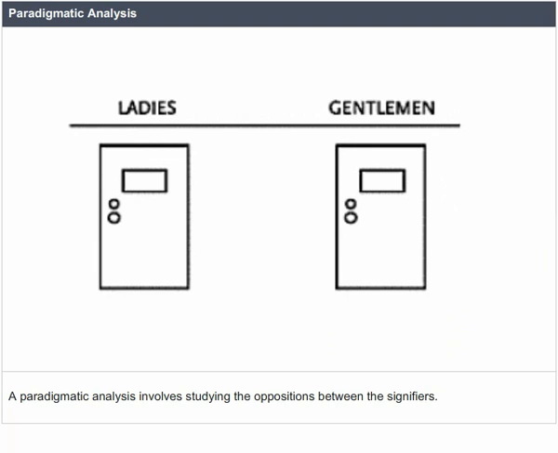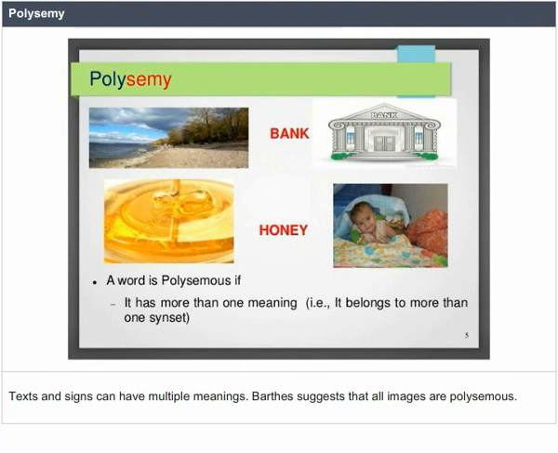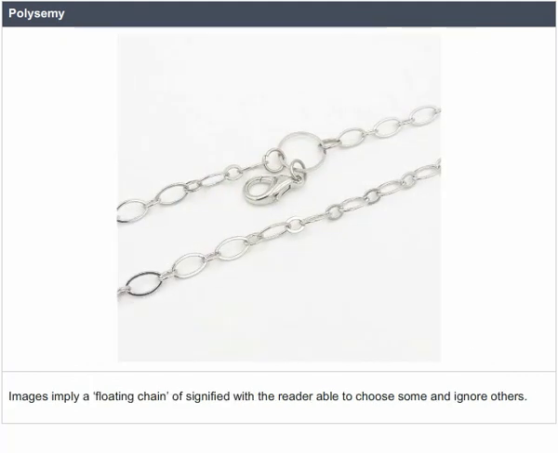Polysemy. Text and signs can have multiple meanings. Barthes suggests that all images are polysemous. Images imply a floating chain of signifieds, with the reader able to choose some and ignore others. Scott says that meaning is not static, and that the meaning of text and signs is continuously shifting.